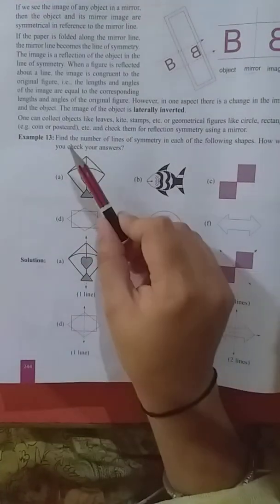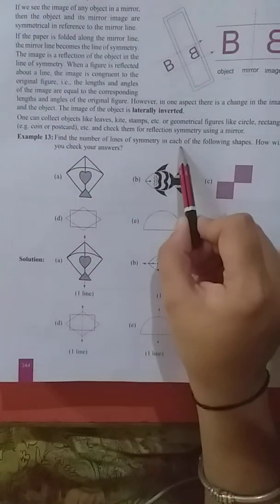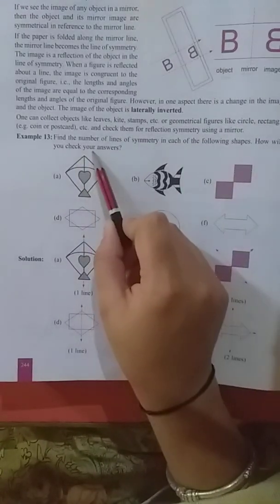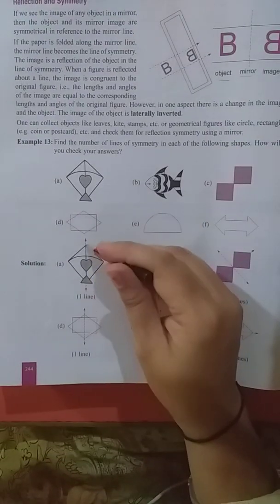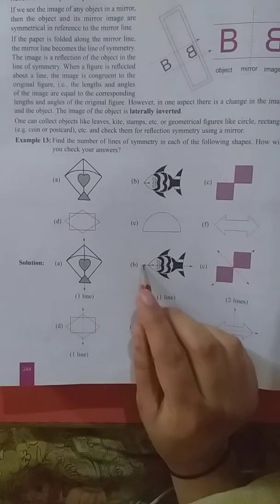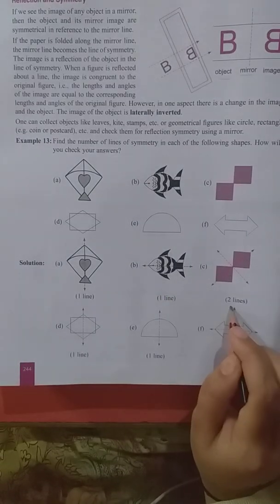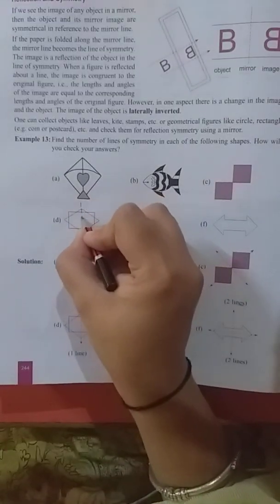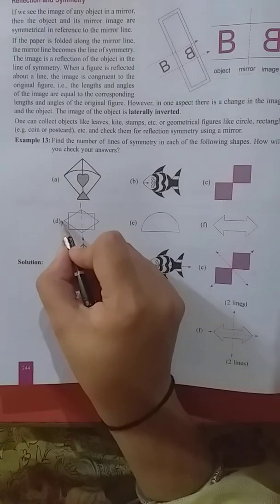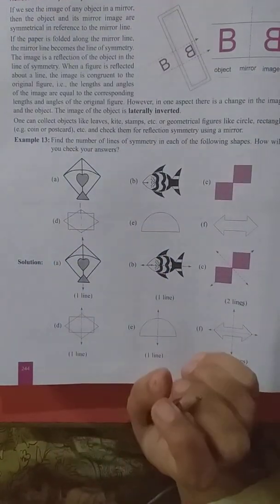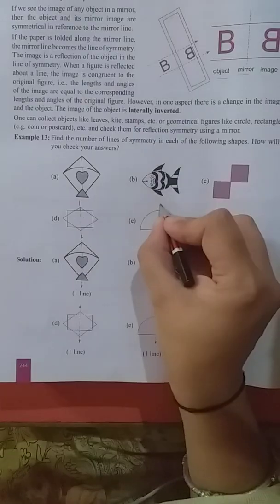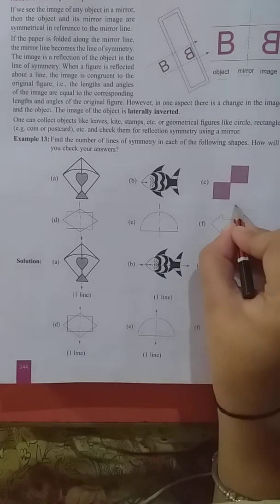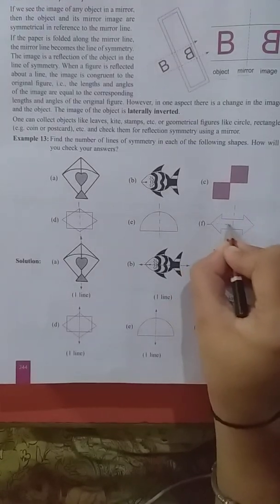So first one is, find the number of lines of symmetry in each of the following shapes. How will you check your answer? So there is one line of symmetry. Next one is B, only one line of symmetry. In C, only two lines of symmetry. In D, how many lines do we have to draw? We have one line of symmetry, because all the sides are different, so only one line of symmetry. Similarly, in a semicircle we have drawn only one line of symmetry, and in this arrow we have to draw two lines of symmetry.